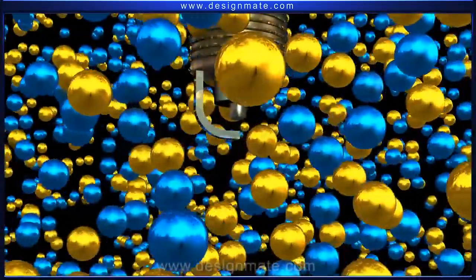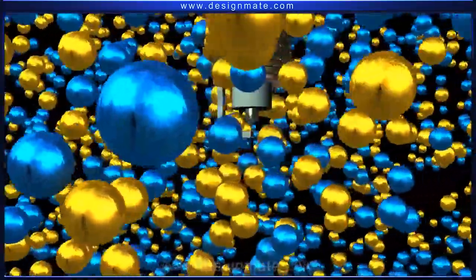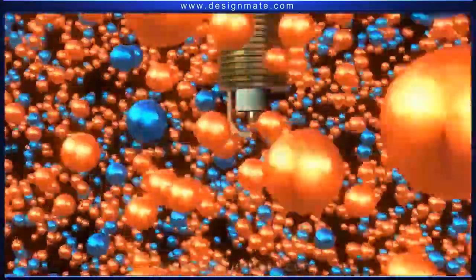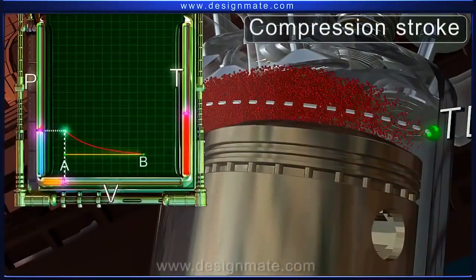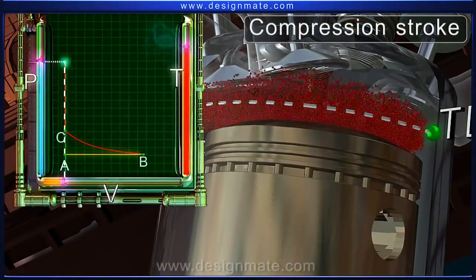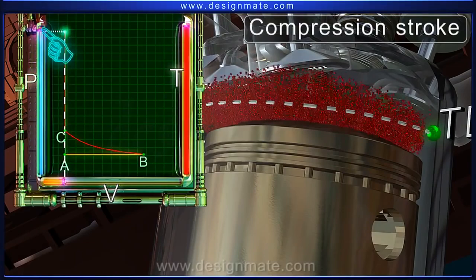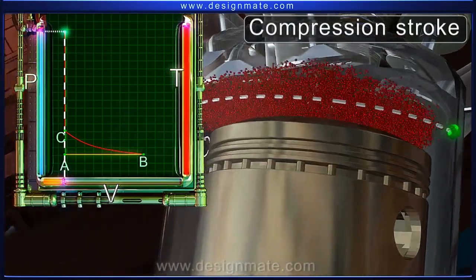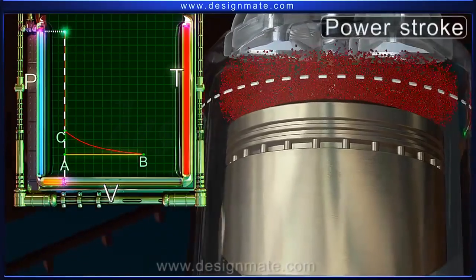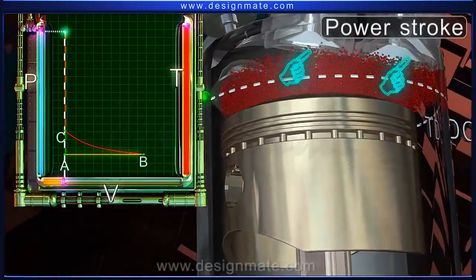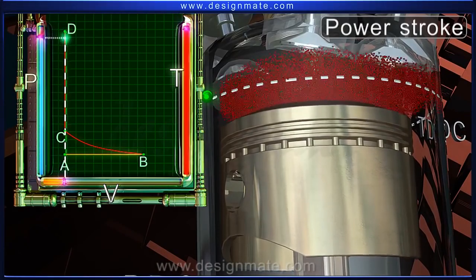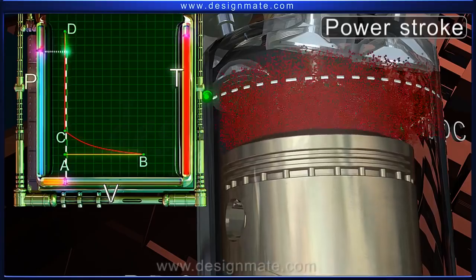Just before the piston reaches the TDC, the spark plug produces spark and the fuel explodes. Rapid combustion in the closed cylinder increases the temperature immensely. The pressure in the combustion chamber increases to a very high value with almost no change in volume. Power stroke. During this stroke, since both the valves are closed, the increased pressure acts on the face of the piston. So, the piston moves down towards BDC.